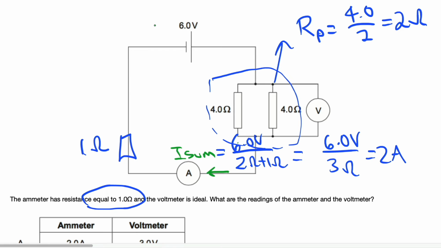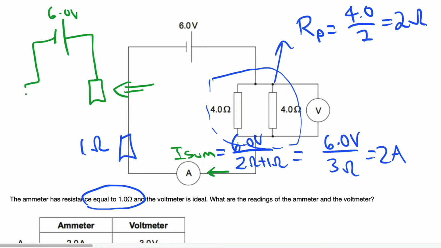So we know that the total current is 2 ampere, right? The total current is 2 ampere. And here has a resistance of 2 ohm. So let me simplify this circuit diagram just to make it more clear. Here is 1 ohm, here is 2 ohm, and here has a potential meter.